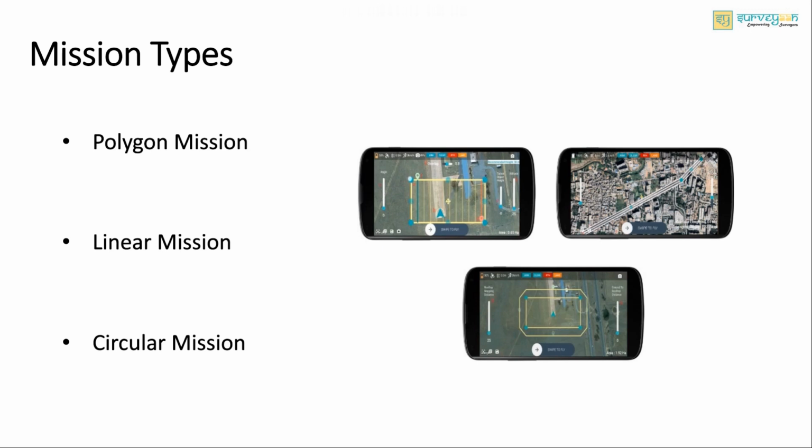The common mission types used in drone surveys are the polygon mission, linear mission, and the circular mission. When the surveyors need to map terrain or ground, they use the polygon mission. It is suitable for surveying flat grounds and terrains. The users can configure the flight angles, altitude, and overlap using the ground control software.